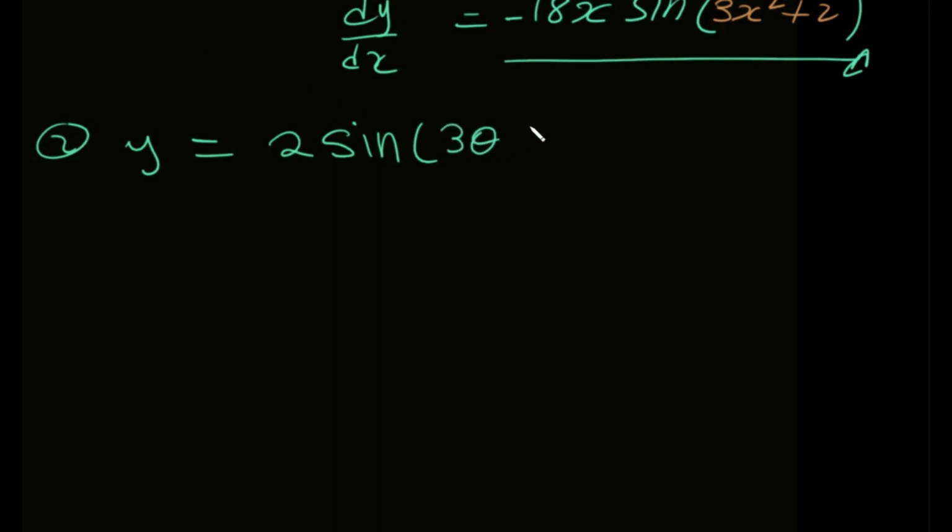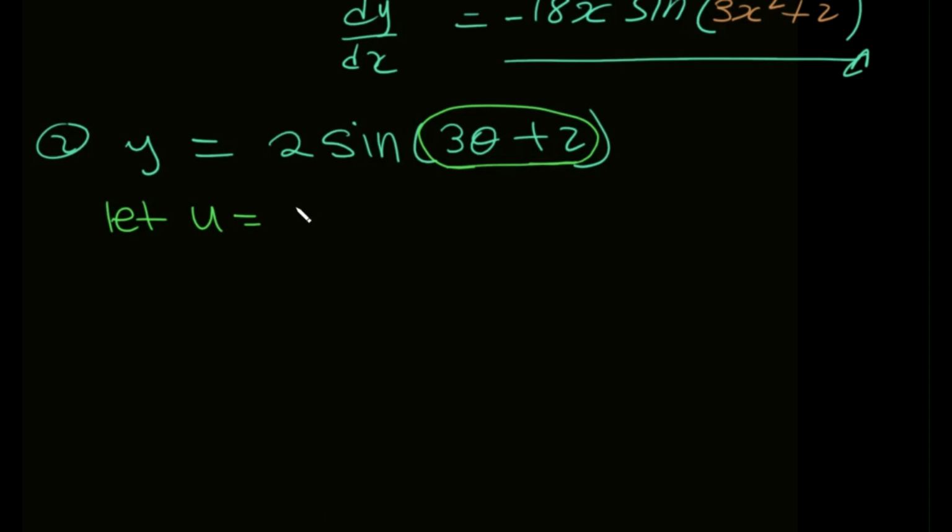3 theta plus 2. Alright. What's the first thing to do? First thing, step 1, define what u is. This can only be done using chain rule. You do see that, right? Yeah, because we have a function within a function.